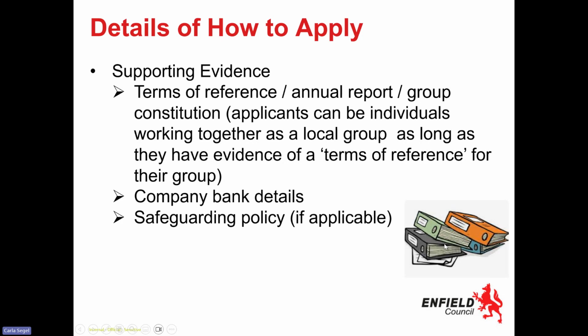You need to have a company bank account. We cannot make payments to individuals. You need a company bank account registered to your company, and we will need those details to make the payments. And you need a safeguarding policy. This is for any project or group that interacts with children or vulnerable people. If you do not have one, there are templates available online, but you will need to complete one and provide it as part of your application.